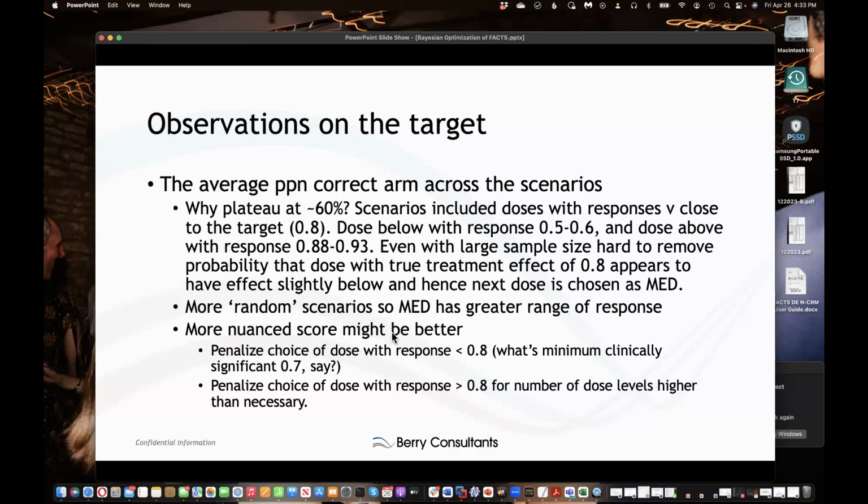So maybe we could have scored 1 for being the MED, score 0 for doses with a response less than 0.7, which would actually be, in my scenarios, all of the ones below the MED, and maybe score 0.5 for being 1 dose above the true MED, and maybe 0 for any dose above that. So something like that might have been a little better.